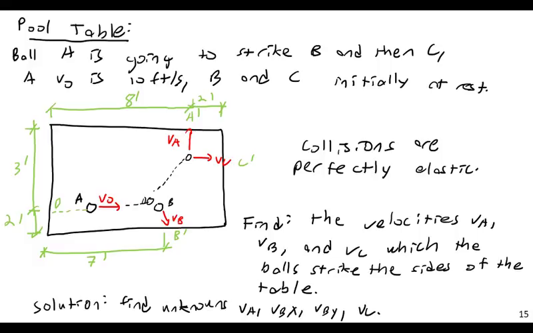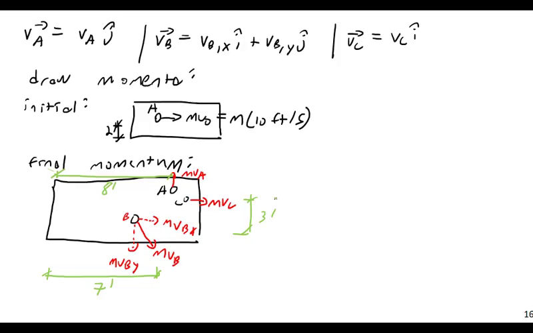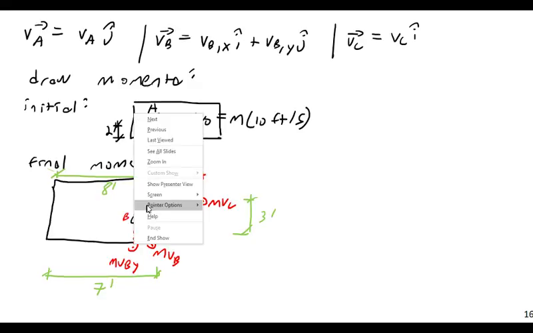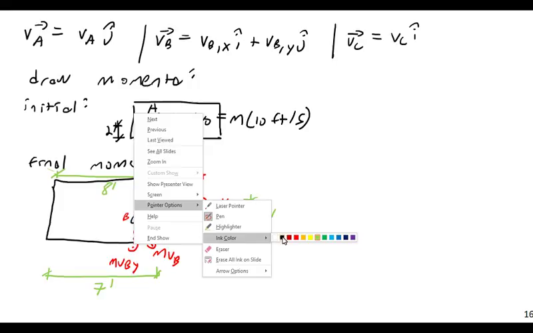Oh, I didn't label that here. That should be 3 feet I had earlier, or later, I suppose. 3 feet, there. Okay. So this is our overall state of momentum. So that's our overall state of momentum.